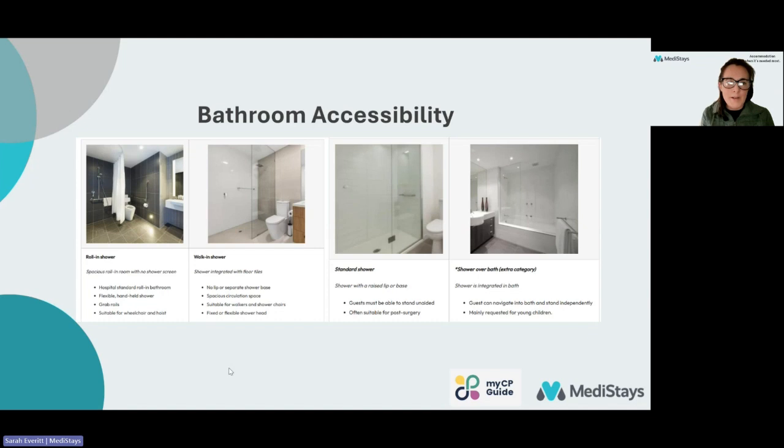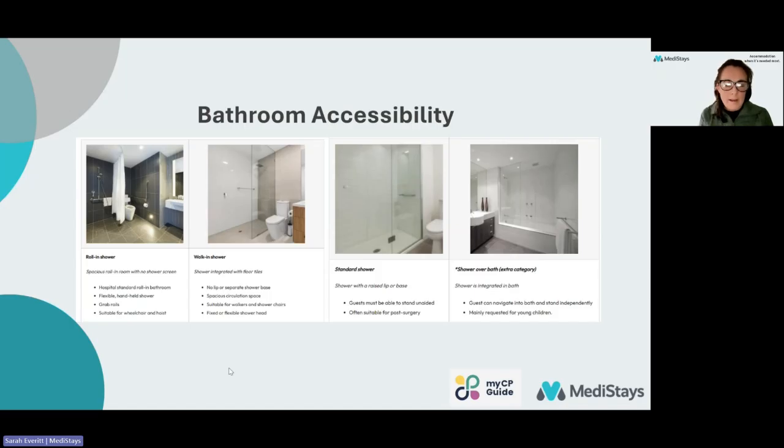In the roll-in shower example, it can be so spacious that actually if somebody loses their balance a little, they can fall more easily. So that's very based on the individual requirements and the assistive tech that they have, whether it's a shower chair or even a stretcher, shower stretcher.